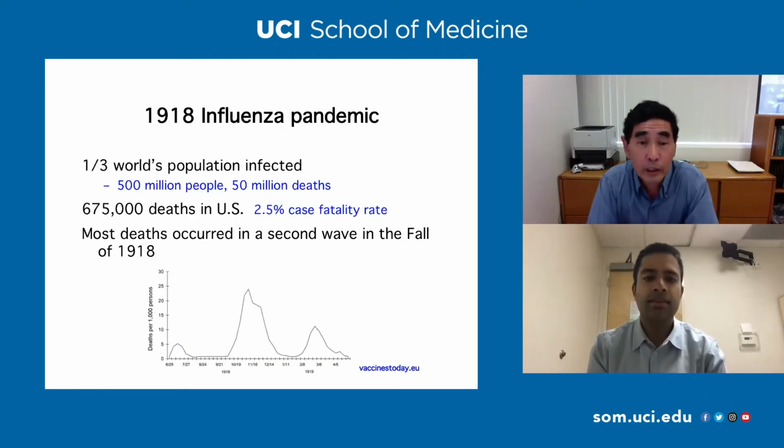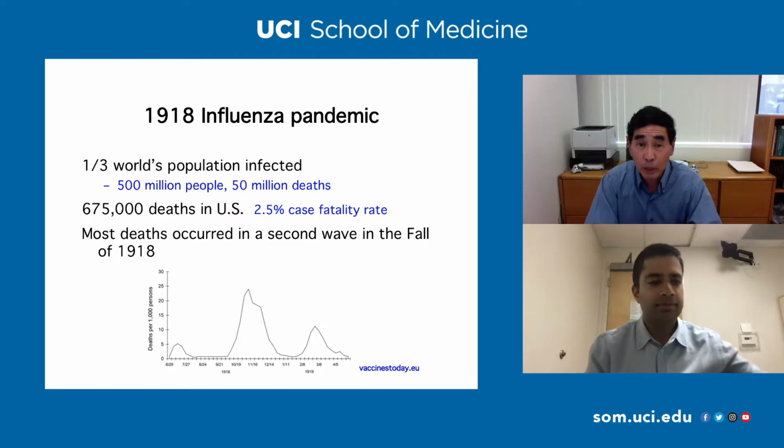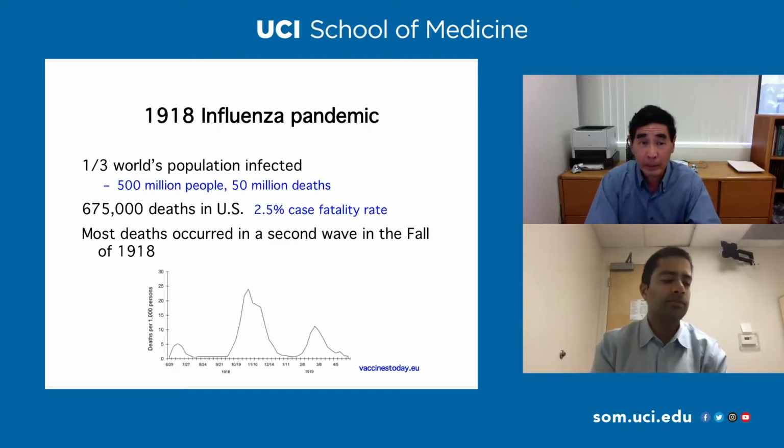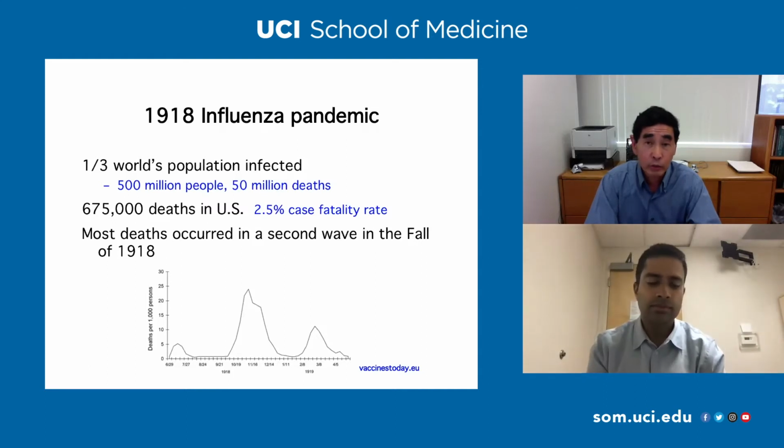And so to give us some perspective, I'd like to talk about the 1918 influenza pandemic. A third of the world's population was infected, and there were 50 million deaths. So that shows the scale of that pandemic. And in the United States, we had 2/3 of a million deaths and a 2.5% case fatality rate.